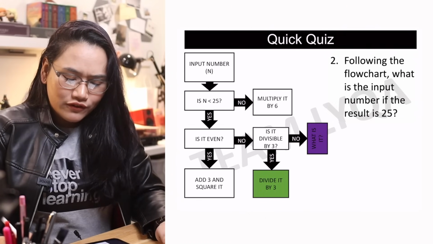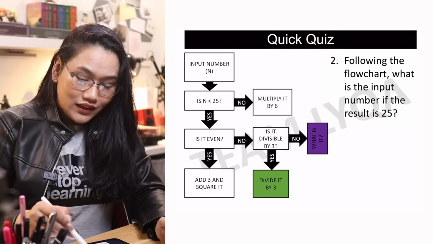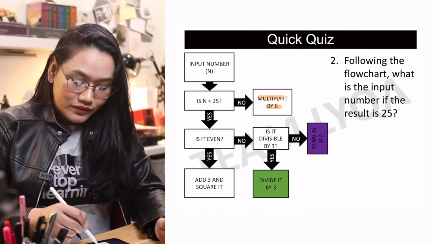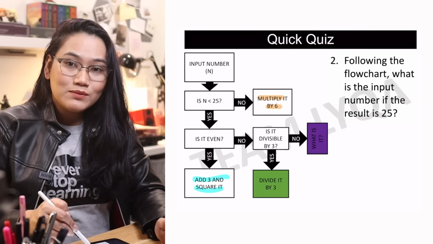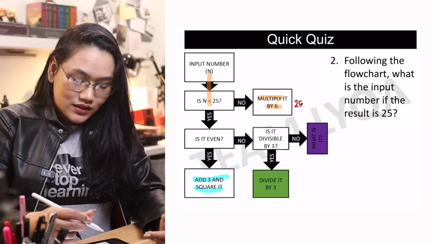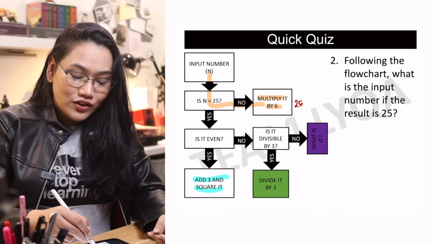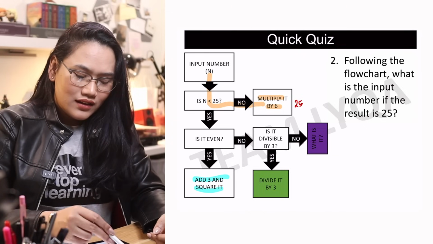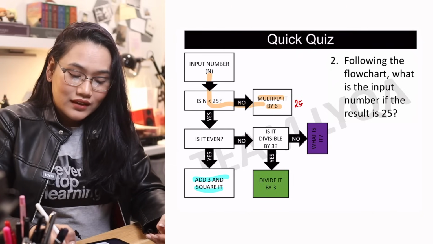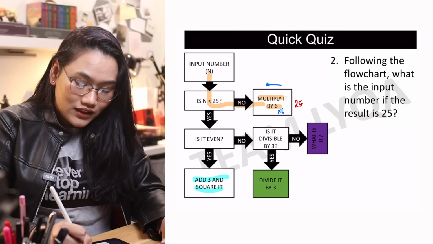Next question, it says, following the flowchart, what is the input number if the result is 25? So again, gaya ng ginawa natin kanina, we will check if any of these gates will produce the number 25. Now, tingnan natin dito sa multiply by 6 muna, sa orange gate. Now, kung dito siya dumaan sa orange, dapat it is bigger than 25, kasi ang sagot mo dun sa is n smaller than 25, I know. And you have to multiply it by 6. Again, dahil nagbabacktrack tayo, yung times 6 dito, magiging divided by 6 dito.